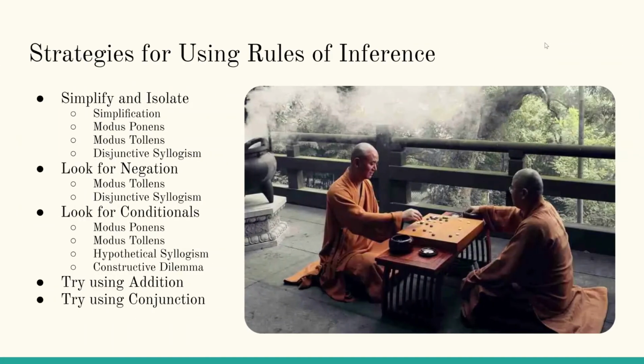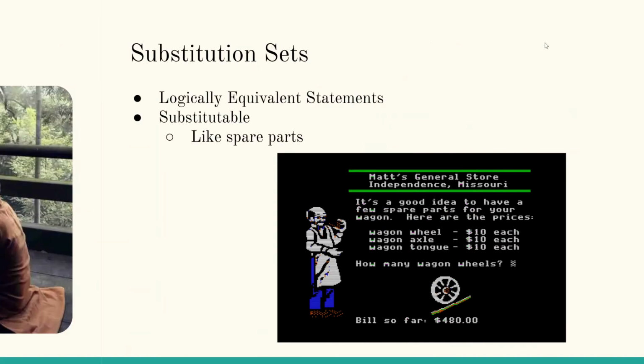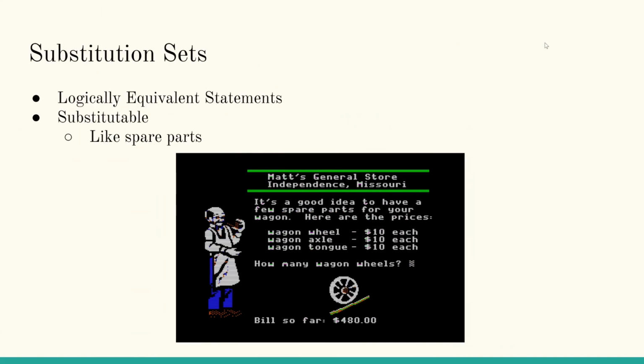There are some useful strategies for using rules of inference. Each asserts different rules of inference can be considered for use. Substitution sets are also useful in proofs. When two statements are logically equivalent, you can substitute one for the other in a proof.